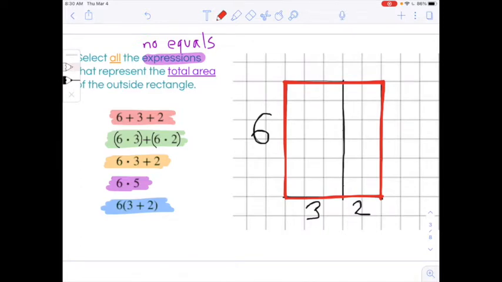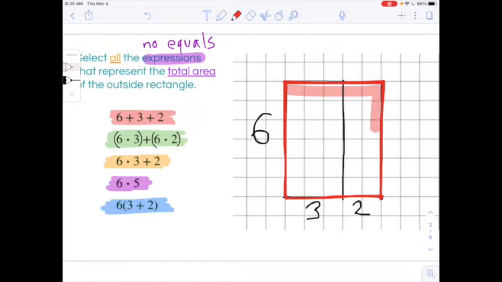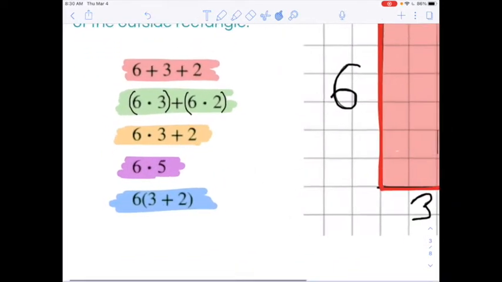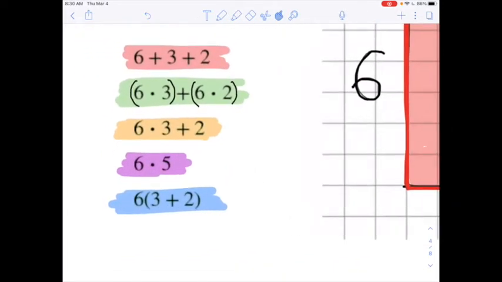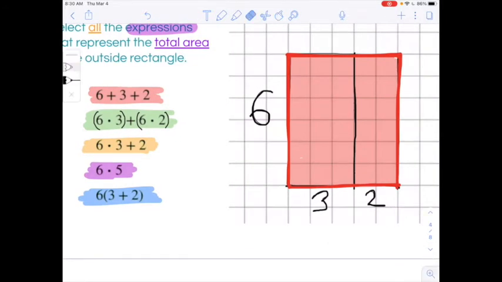So when we're talking about area, I want you to see that we're talking about its entire inside space. How many little squares are inside this rectangle? And you could just count them up, but if you just counted them up, you're not going to be able to use any of these expressions. Again, we're not looking for the equals. We're looking for a representation that means the inside space, right?